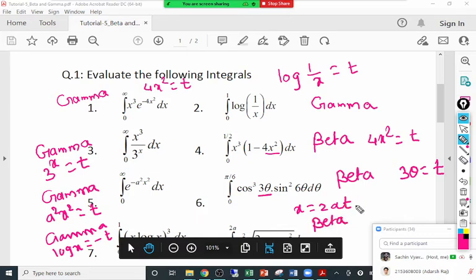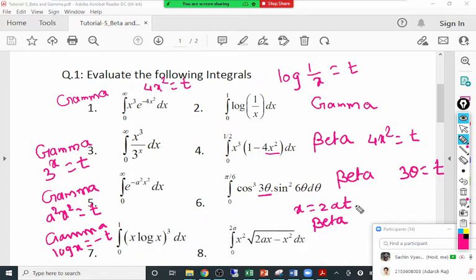Now there are only three questions, questions 4, 6 and 8, from the beta; the remaining are of a gamma. We already discussed how to identify: whenever the integrand contains an exponential term e raised to x or a raised to x, or a log x term, remember that example can be solved by a gamma. Otherwise, when trigonometric terms like sine theta, cos theta, or only algebraic terms appear, you can solve it by a beta.